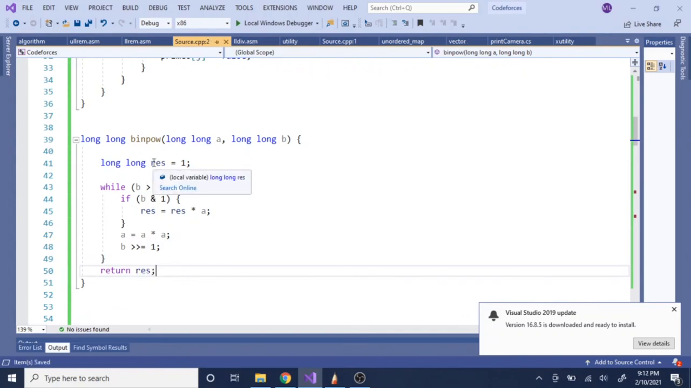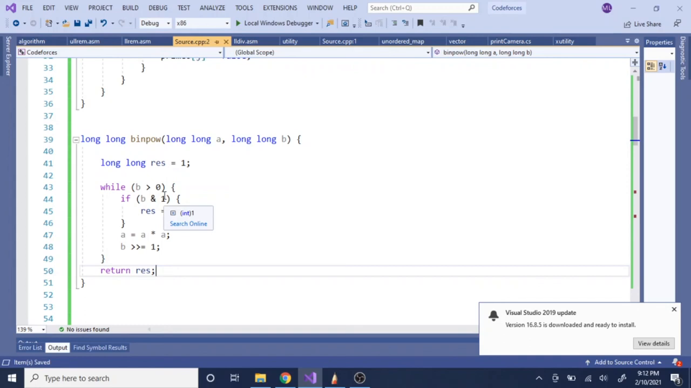This is basically the code, the iterative way to solve this problem. If you do this iteratively, it's the fastest way to do this, in log n time. Log base 2 of n, because that's the number of times you do it. Okay, so that's pretty much how bin pow works.